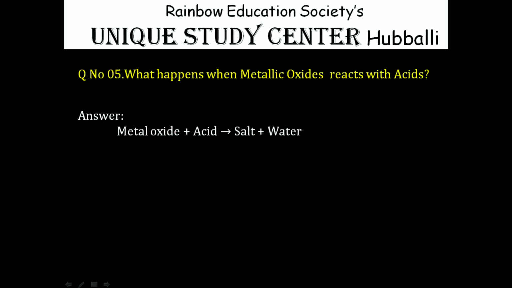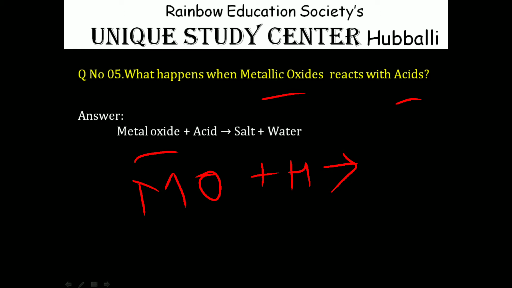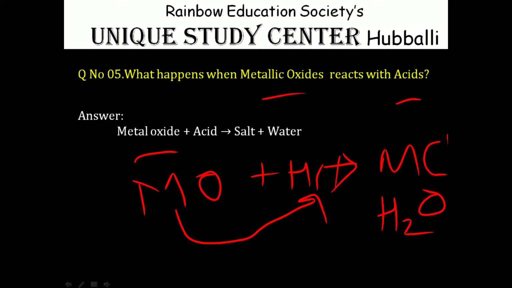Next one, what happens when a metallic oxide reacts with an acid? Metallic oxide is any metal oxide. It reacts with an acid, any acid containing H plus and Cl or any other compound, and it is going to give the salt and water. Water is H2O along with the salt. Salt is the metal combined with the other compound. If HCl is there, it will give metal chloride.